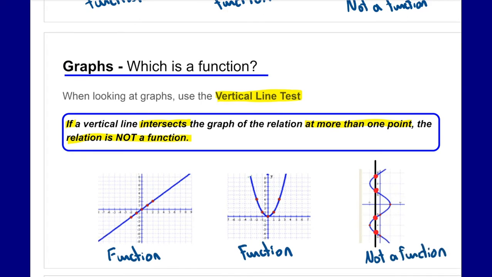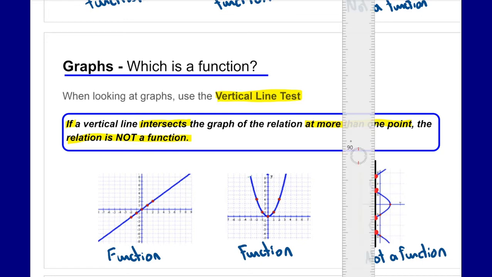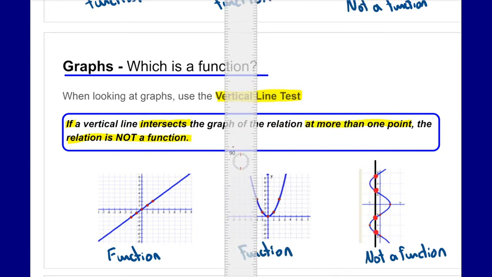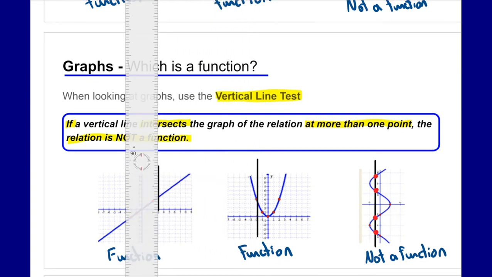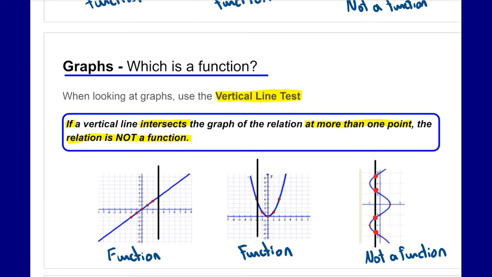So that is how you use the vertical line test. If I go back, I'm just going to draw in a vertical line on each of them so we get an idea for what it might look like. And then we see that the line is only touching 1 point every time as we move across, except for, of course, our last example.